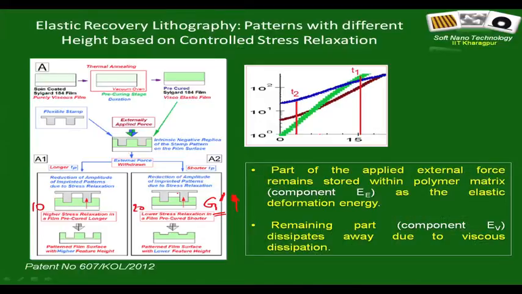So, part of the energy you are spending is stored within the elastic matrix as elastic deformation energy. However, since the materials are viscoelastic, part of the energy is dissipated. So, the next step is a very clever one which is not done in nano imprint lithography, and you withdraw the external force. So, what do you now have? You have two embossed or imprinted films, but there is no external force to sustain this deformation. You simply have taken it out.